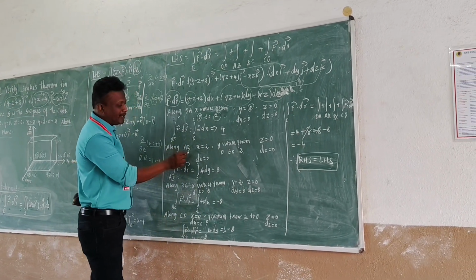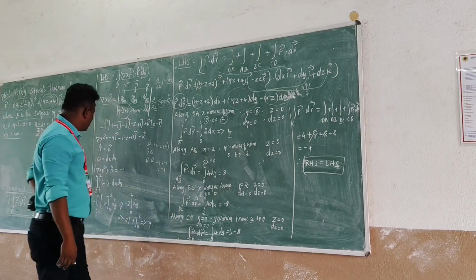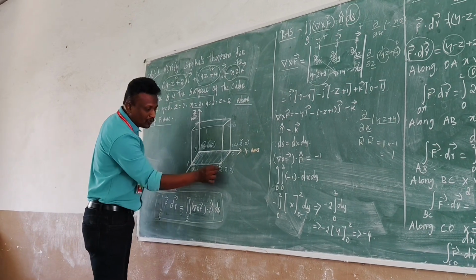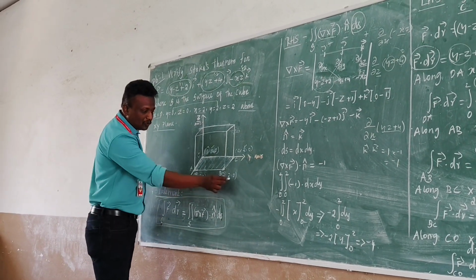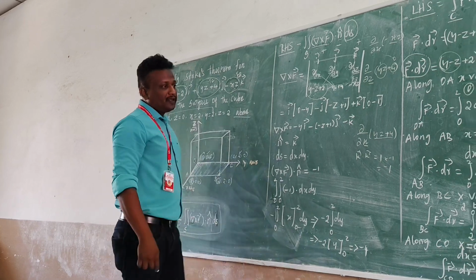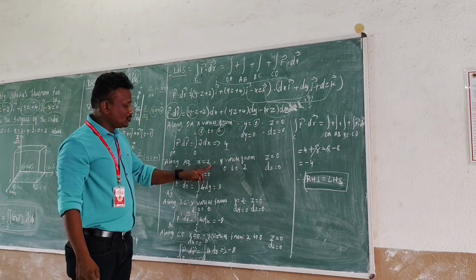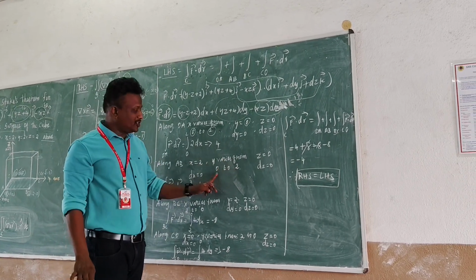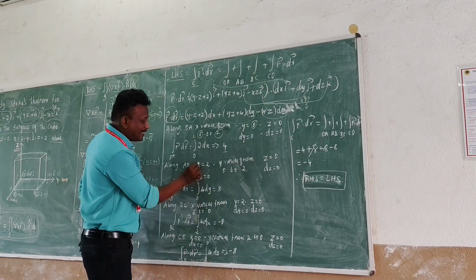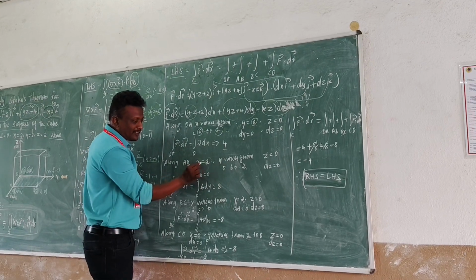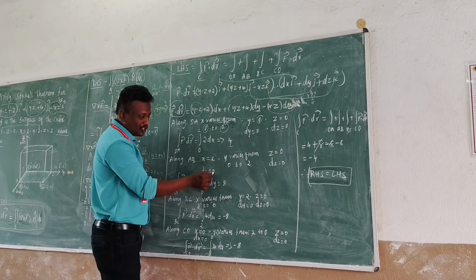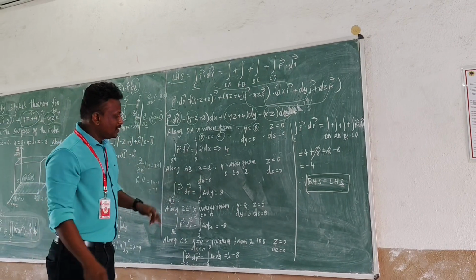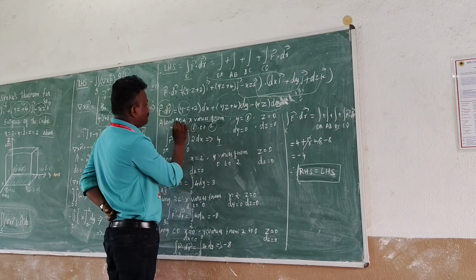Okay. Let's come to along AB. The same thing you have to find out. In AB, what does x vary from? This time x varies from 2 to 2, and y varies from 0 to 2. Z varies from 0 to 0. Let us write all these results. X varies from 2 to 2 can be written as simply 2. Y varies from 0 to 2. Similarly z. Now x equal to 2 means it is constant. If x equals 2, then dx is also 0. If z is equal to 0, then dz is also 0. So now this time you have to substitute these results in your f vector dot dr vector.